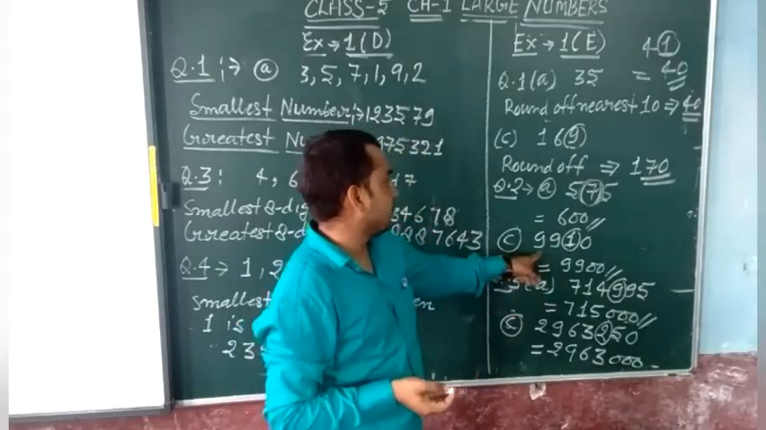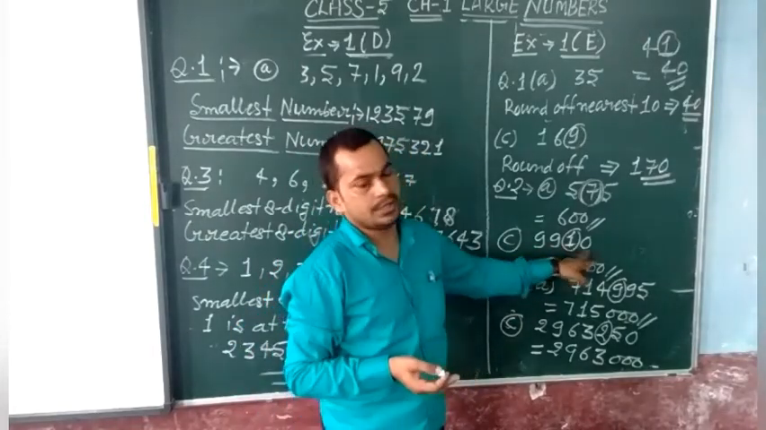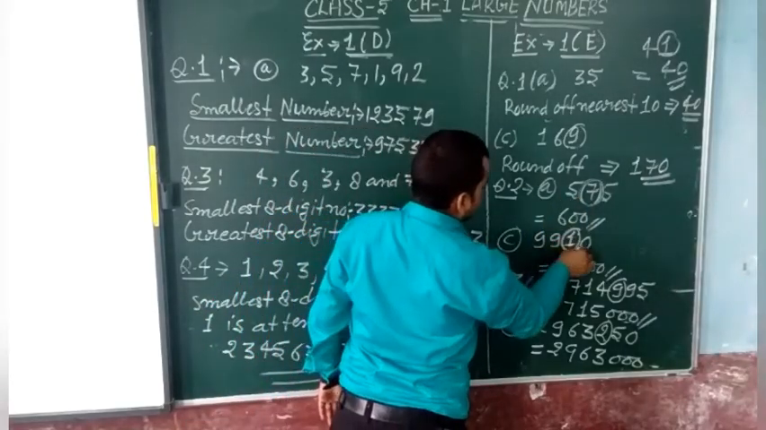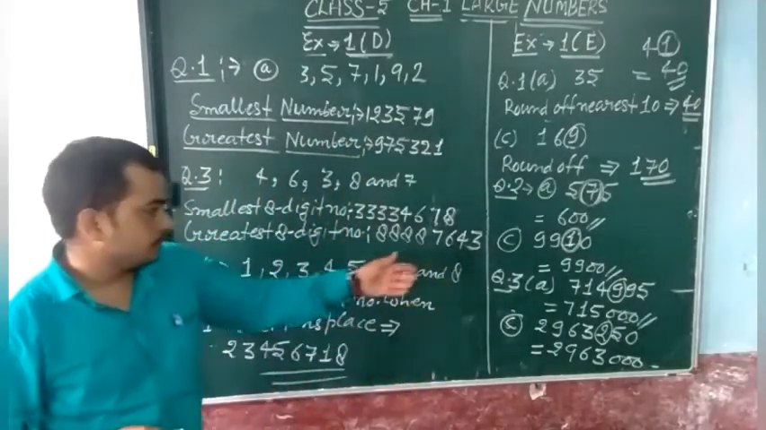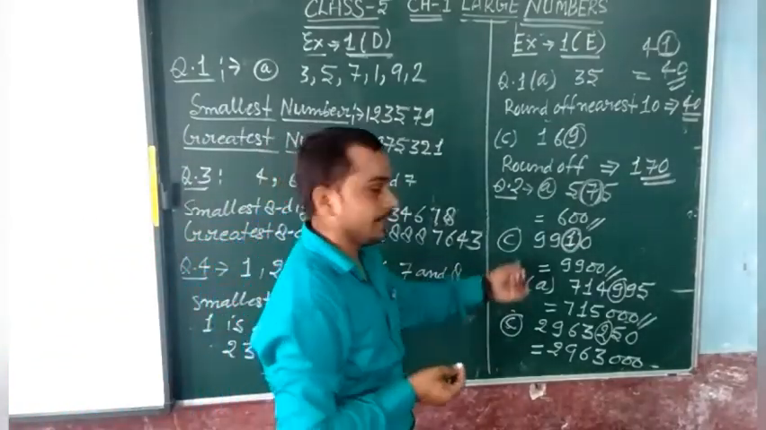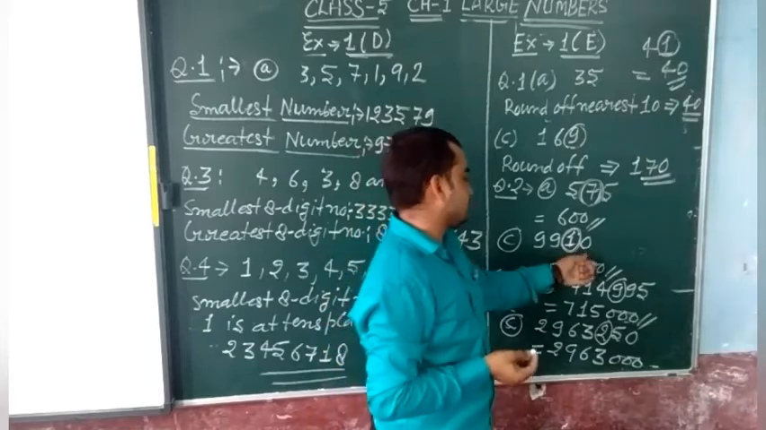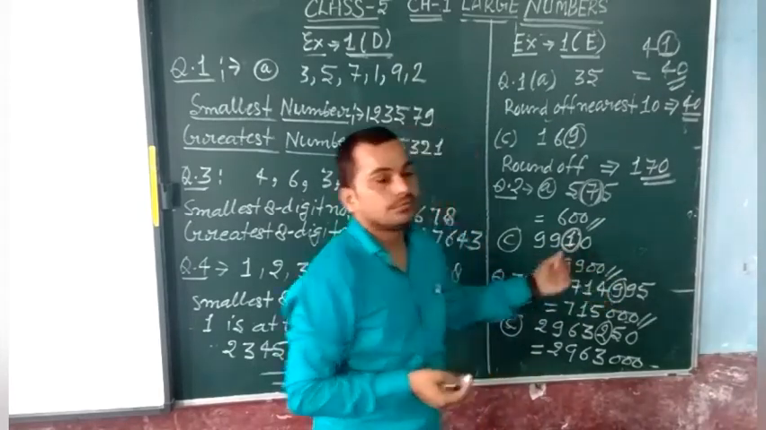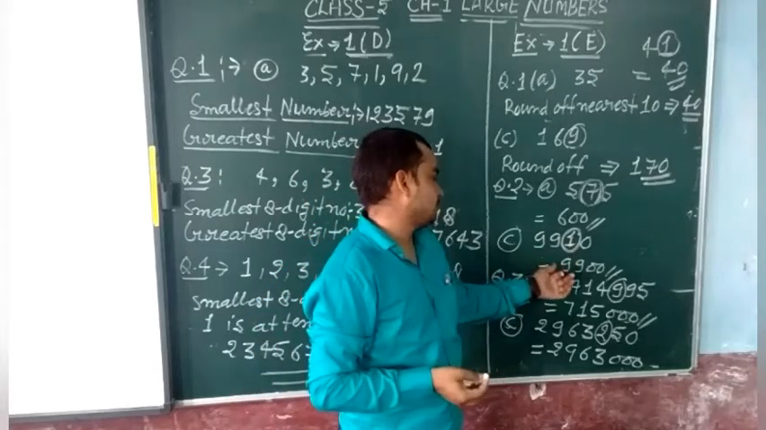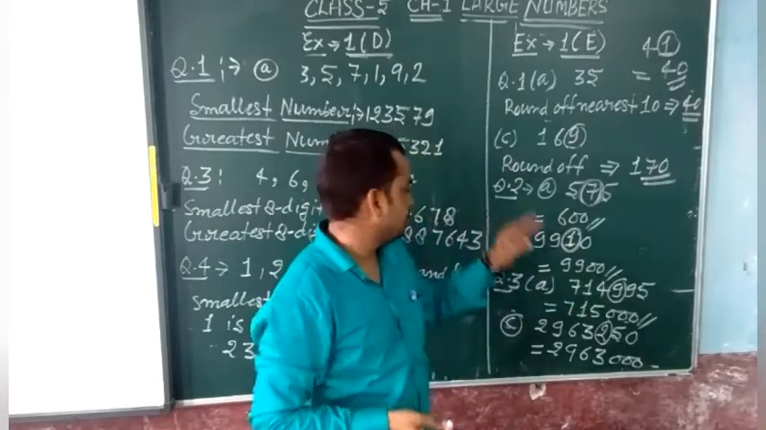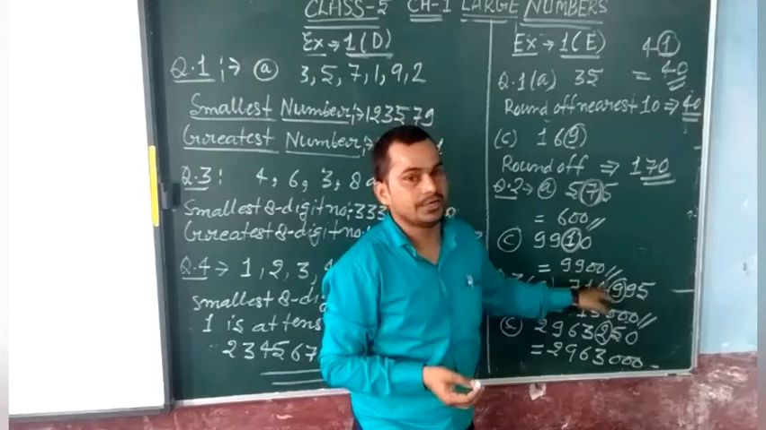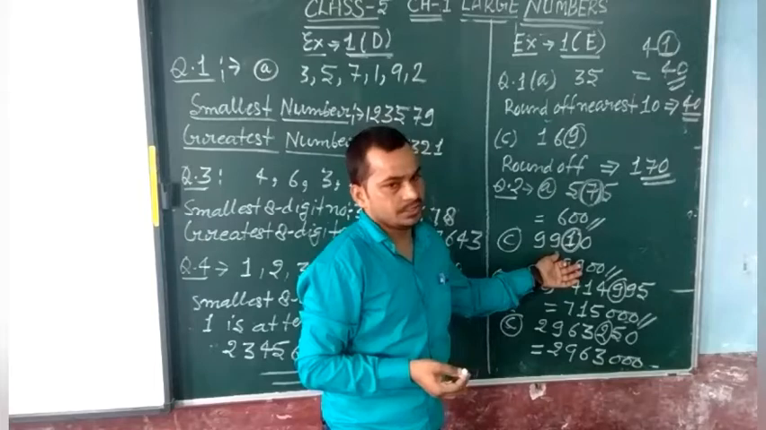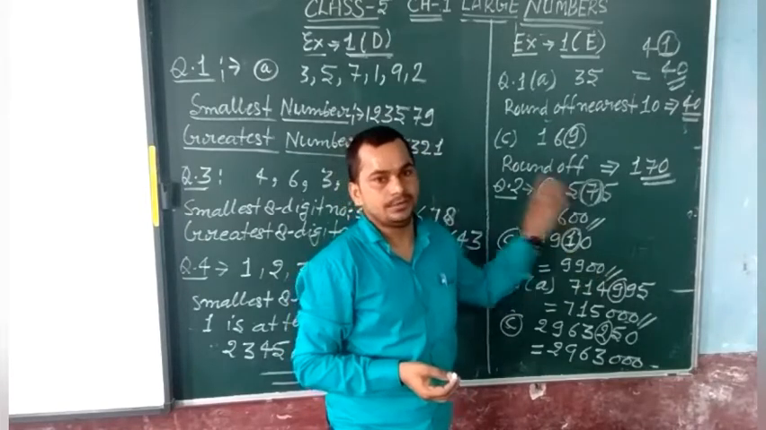Next number is 9,910. So here the tens place is 1, which is less than 5. So we replace it with 0, 1 is replaced by 0, and the remaining digits are the same as given. So we have obtained 9,900. That is the round off to the nearest 100 of 9,910.